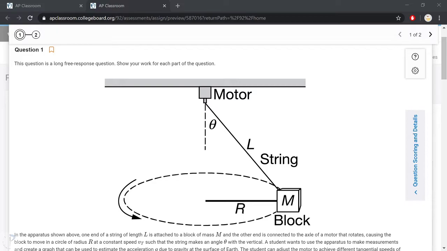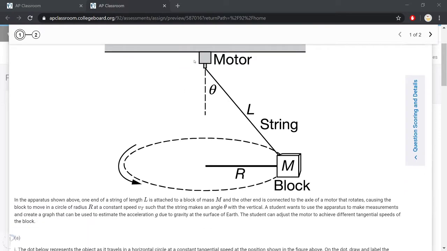Alright. So the question is a long free response question. Ooh, a long one. Alright. Looks like there's a motor, a string, a block, and it's spinning around. This looks familiar. Do you guys remember what this looks like?